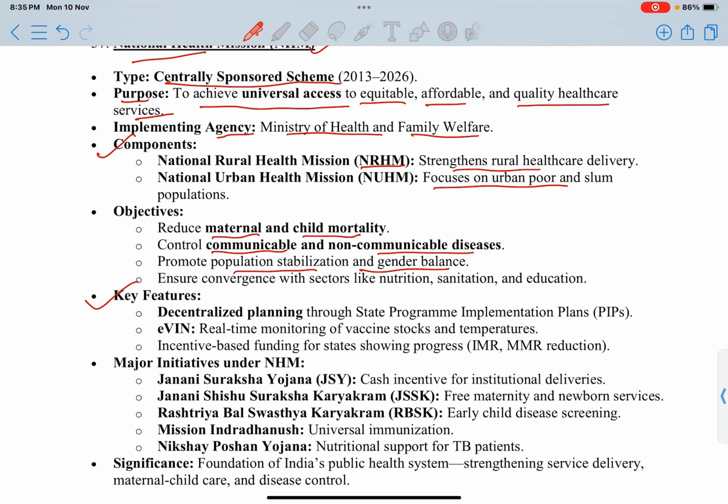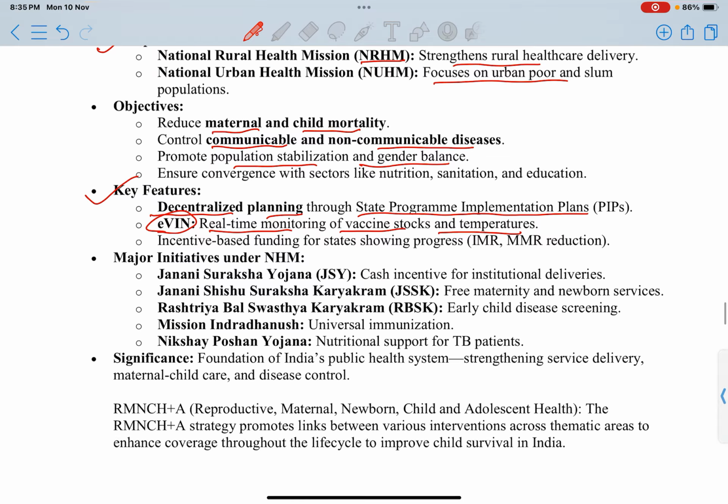What is the feature? It has decentralized planning through state program implementation plans, and eVIN, real-time monitoring of the vaccine stocks and temperatures. Then some major initiatives under NHM, you should definitely know about them. Janani Suraksha Yojana, Janani Shishu Suraksha Yojana, Rashtriya Bal Swasthya Karyakram, then Mission Indradhanush, and Nikshay Poshan Yojana. So you should definitely know what these are.